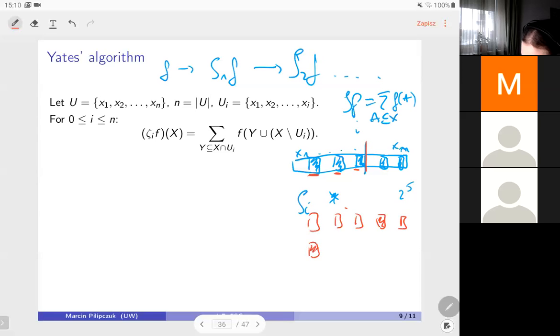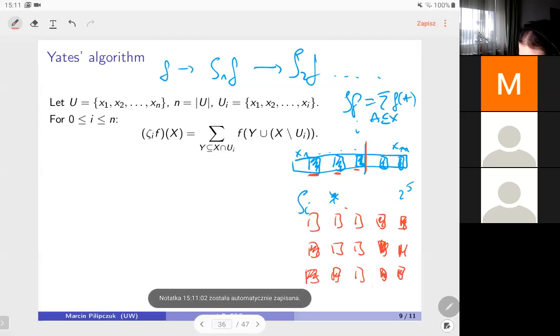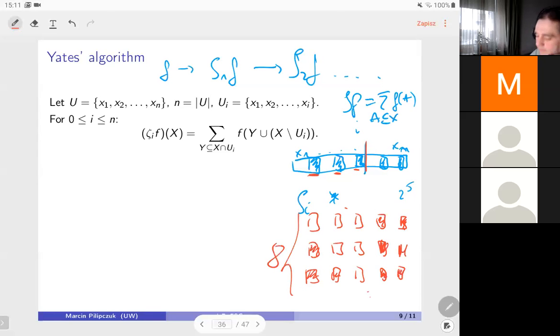I may take the first guy, but not this guy. And I need to take these guys. I may take this guy and this guy. Yeah, but I need to take these guys. And there will be like 8 such sets here. Okay, so this was the example on the right.